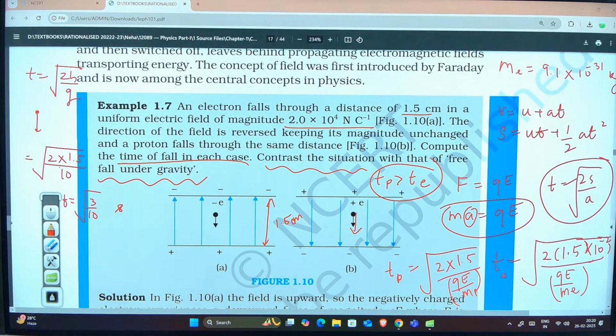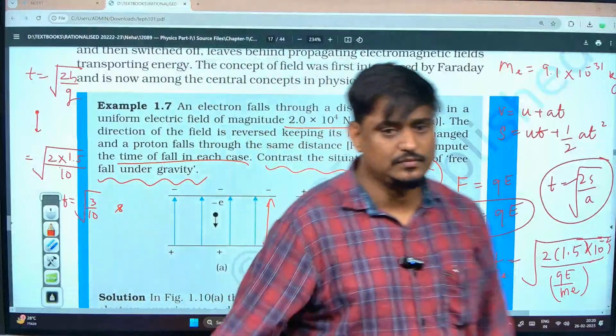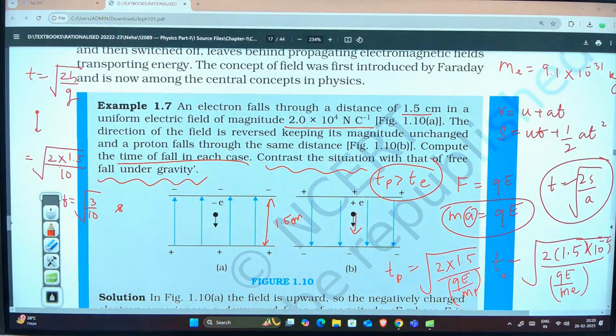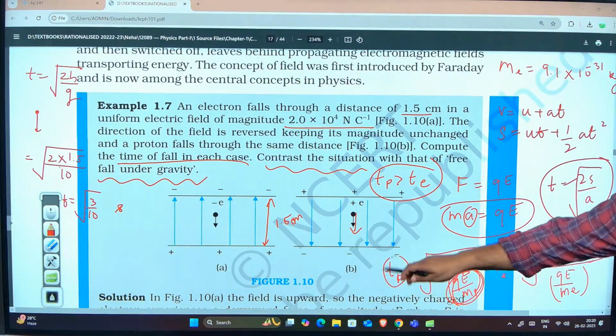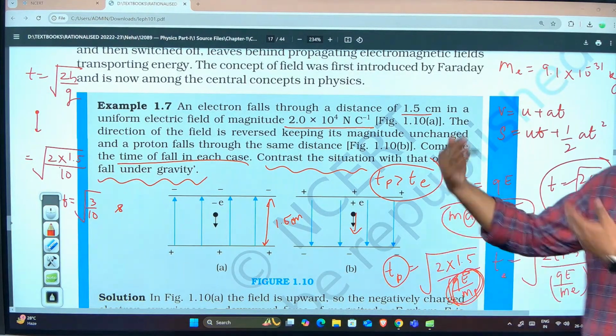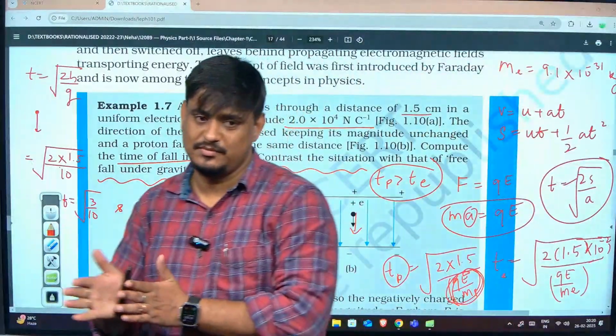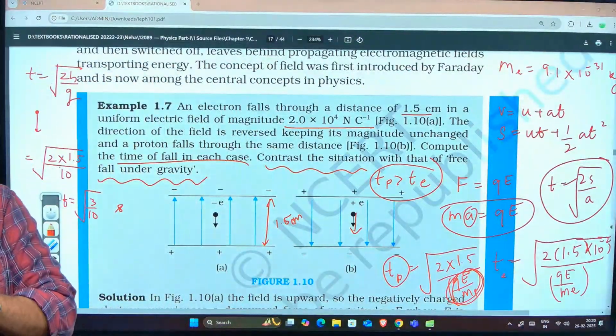Sir, I have said that mass of the proton is more than mass of the electron. How will the time of proton be less? Less? I have written more. I'll repeat. This formula you are understanding? It is QE by MP in the denominator. MP is more than ME. If MP is more, this value will be small. If this value is small, this value will be big, since it is in the denominator. That's why TP is bigger than TE. Yeah, obviously it is true.